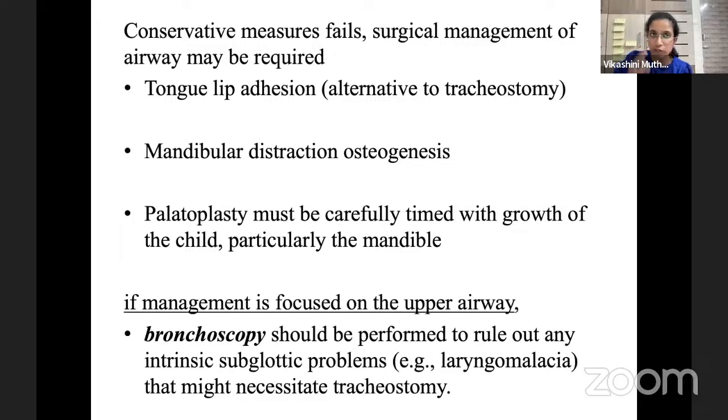But suppose the management is focused only on the airway, then you need to perform a bronchoscopy to rule out any subglottic problems. What is the problem? It's very obvious because of this backward position of the tongue. All this poses a threat to respiration, right? But if you're planning to focus your management only on the airway, then do a bronchoscopy. You rule out any subglottic problems like laryngomalacia, because even after doing tongue lip adhesion or putting the prone position, if the baby is still having difficulty in respiration, then there can be a chance of laryngomalacia, which is collapse of the larynx, right? In such situations, it mandates us to do a tracheostomy, right?